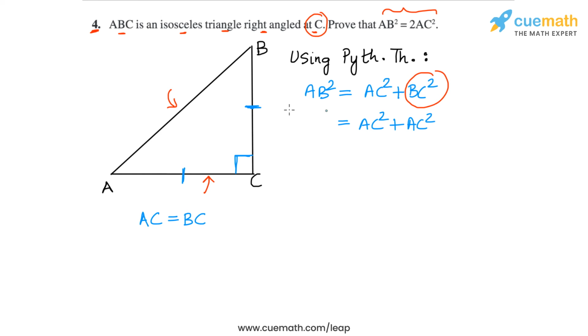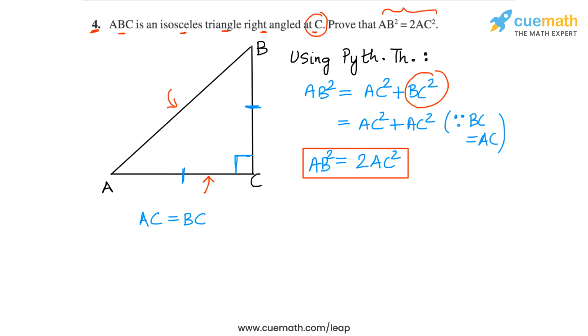Okay, so if you want, we can write the reason also for this. BC is equal to AC. This is the reason. So we get AC square plus AC square or 2AC square. And that's it. This is what we had to prove, that AB square is equal to 2AC square. Okay, so this completes our proof for question number 4.